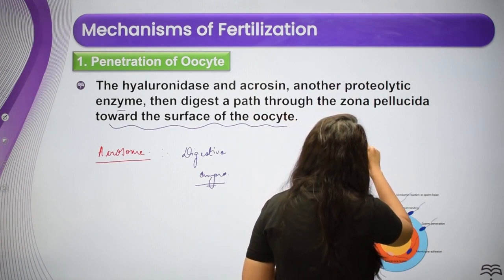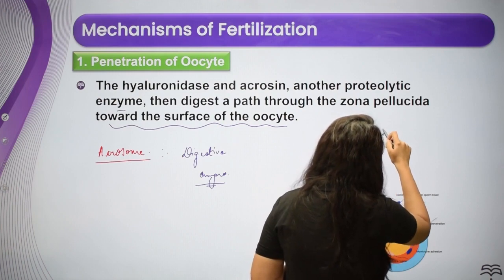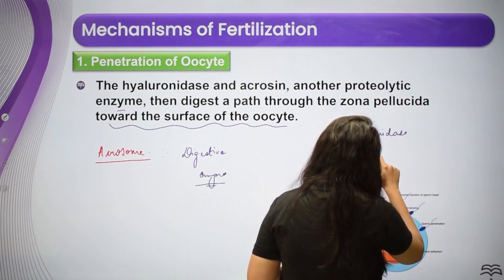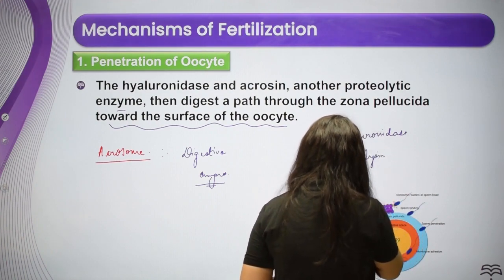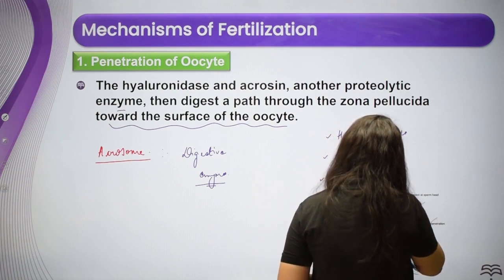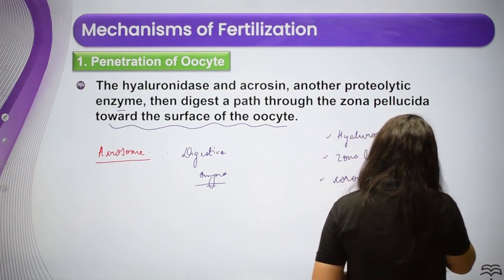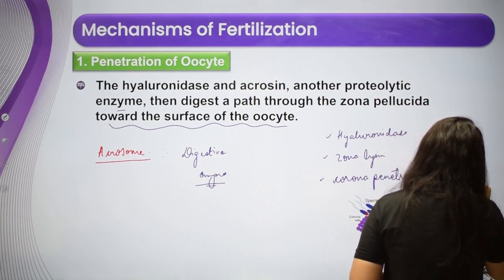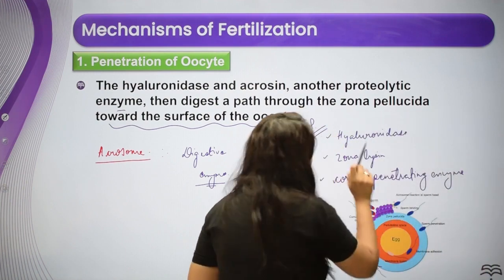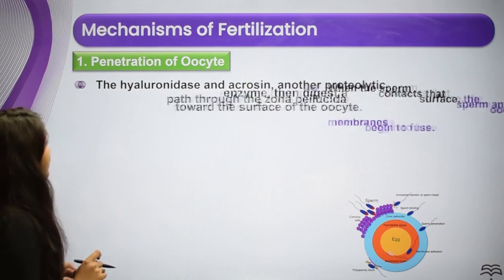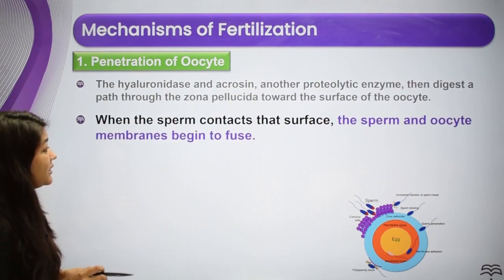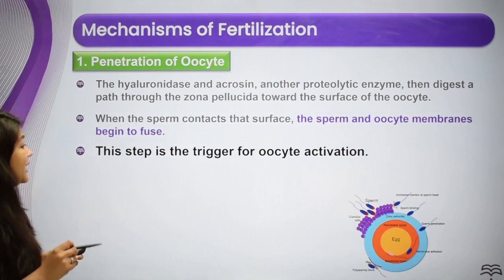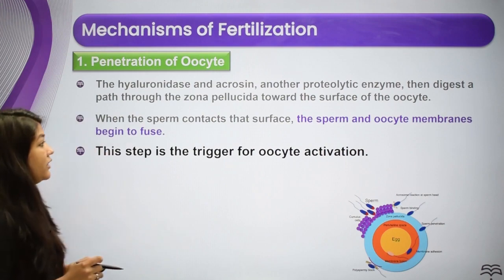ठीक है, 3 enzymes हैं जिनका नाम याद रखना है, जो कि acrosome में main present होते हैं. एक तो हो गया hyaluronidase. Okay, second is zona lysin, and third is corona penetrating enzyme. ठीक है, ये 3 हैं जिन पे क्वेश्चन आता है, तो ये 3 नाम तो बिल्कुल याद रखने हैं. All right. Next, when the sperm contacts that surface, the sperm and the oocyte membrane begin to fuse, and this step is the trigger for the oocyte activation.